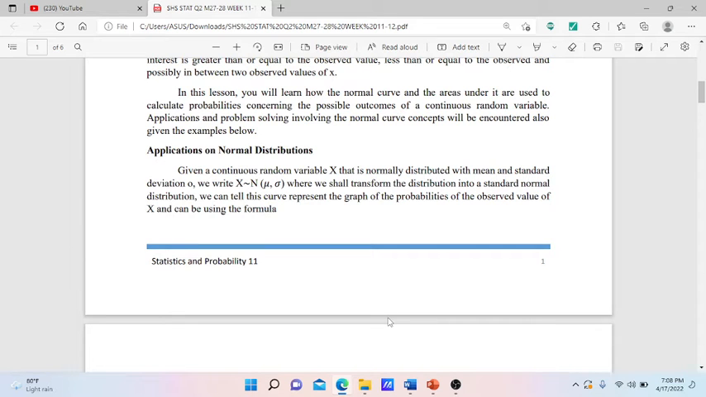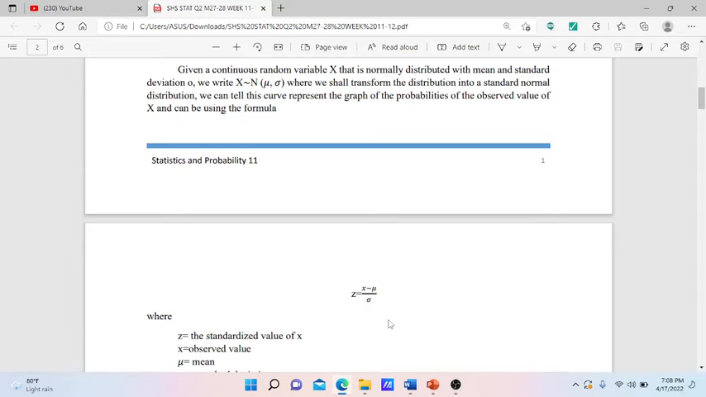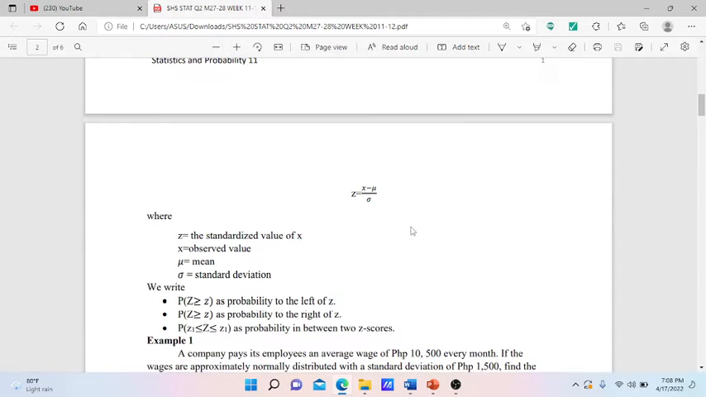So, the application of a normal distribution: given a continuous random variable x that is normally distributed with a mean and a standard deviation, we write x as N of mean and standard deviation, where we shall transform the distribution into a standard normal distribution. This curve represents a graph of the probabilities of the observed value of x, and we can use the formula for finding the z-score. Z equals x minus the mean over the standard deviation, where z is the standardized value of x, x is the observed value, mu is the mean, and then the standard deviation or SD.